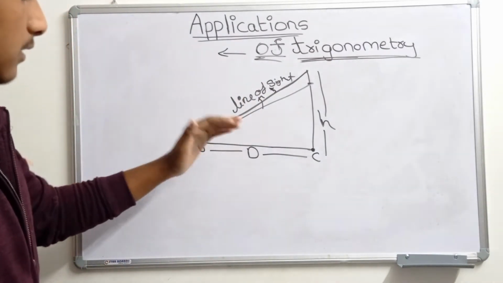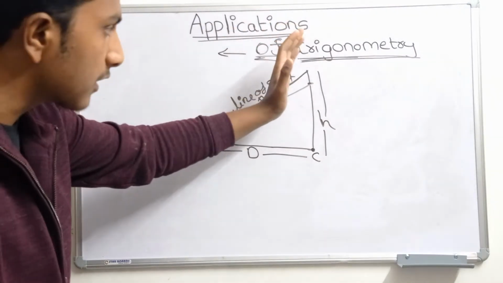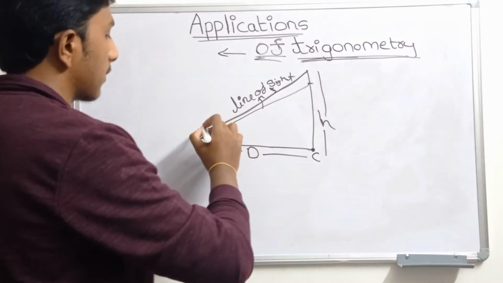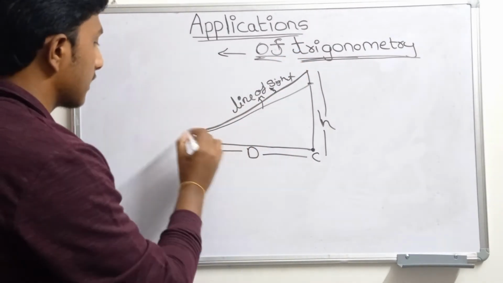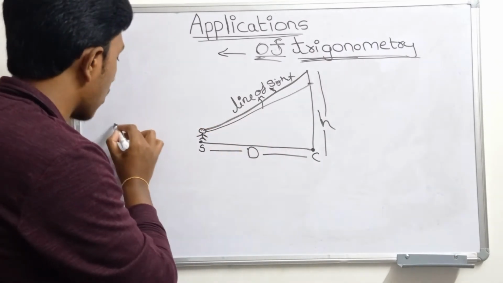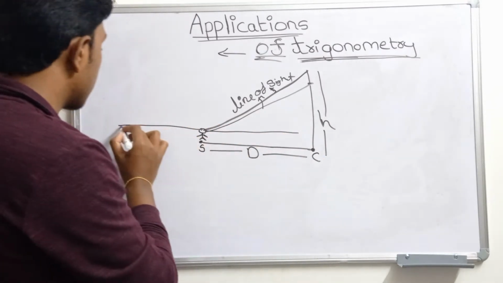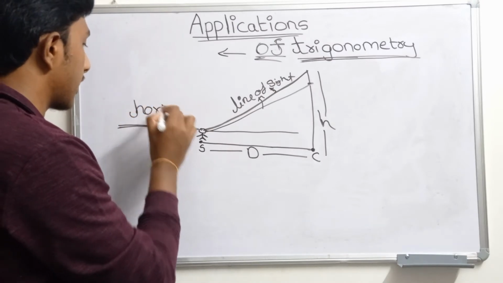The line from the person's eye to the given particular position is known as line of sight. This is the line we draw from the person's eye to the object that he is looking at. If the person is standing at a particular position, this is the line of sight, and the horizontal range of his eye is also known as horizontal range.